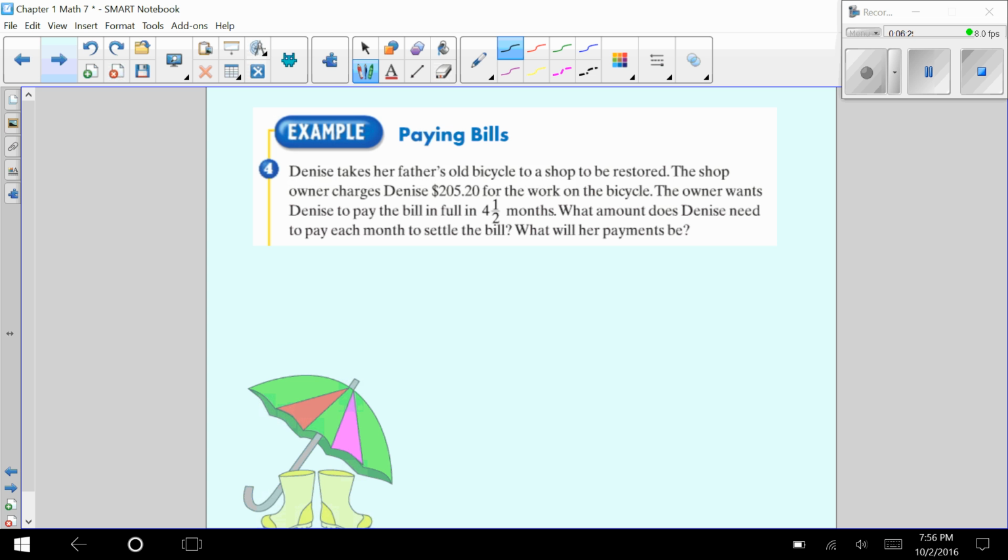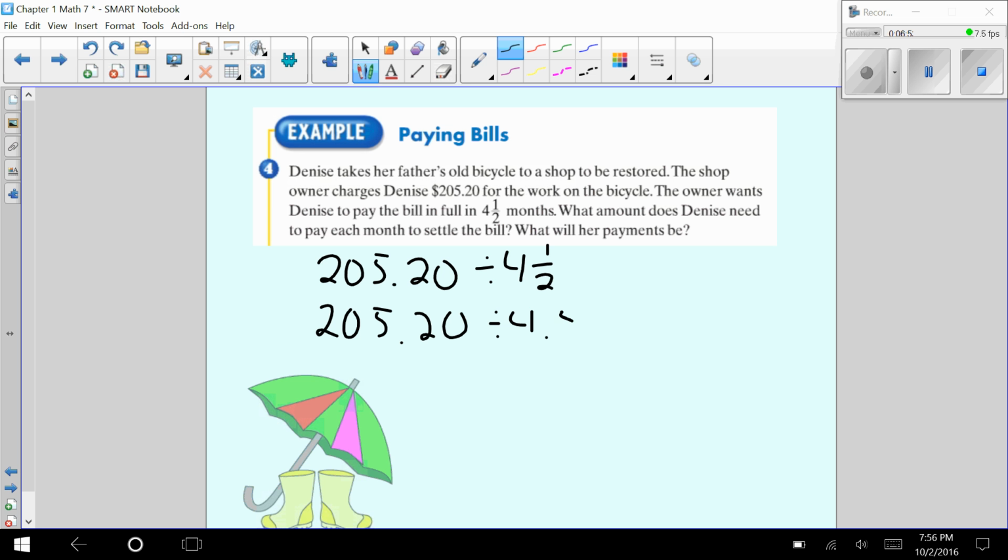All right, we are going to take our $205.20 and divide it by 4.5. This poses a new problem to us. We have a decimal divided by a fraction. We need to pick either decimals or fractions to be working with. I personally am going to work with decimals because I know that 4.5 as a decimal is 4.5, just right off the top of my head. So now we're going to long divide.